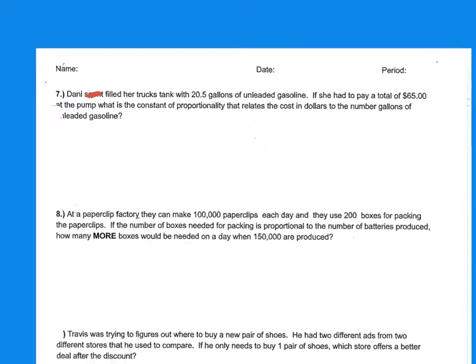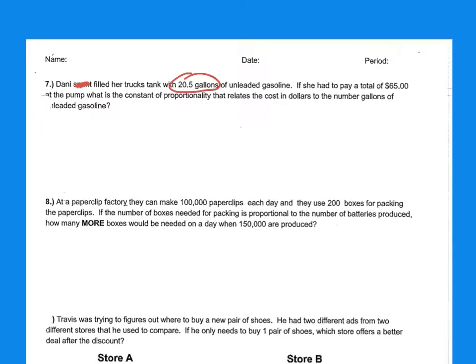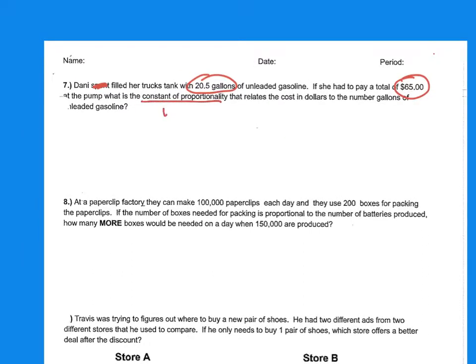Danny filled her truck's tank with 28.5 gallons of unleaded gasoline. If she had to pay a total of $65 at the pump, what is the constant of proportionality, unit rate, that relates the cost in dollars, so our words, we're comparing money, to the number of gallons of unleaded gasoline. Okay, so the words we know, we're comparing money to gallons.